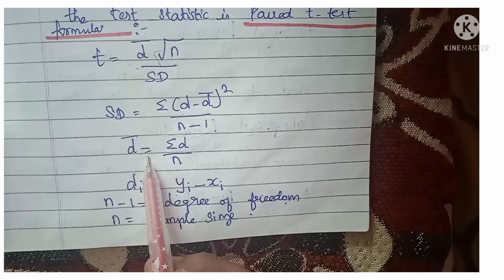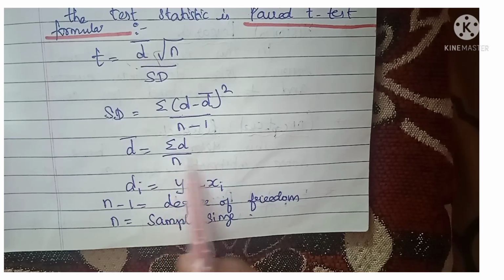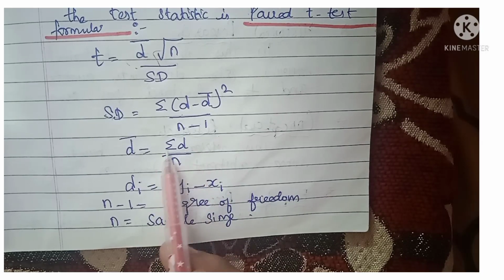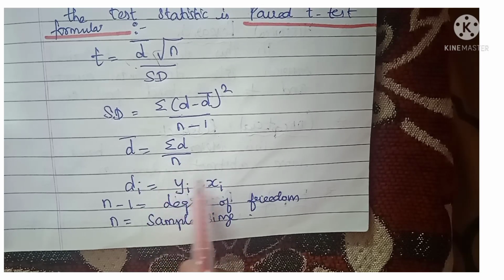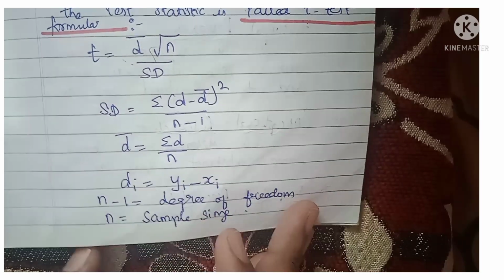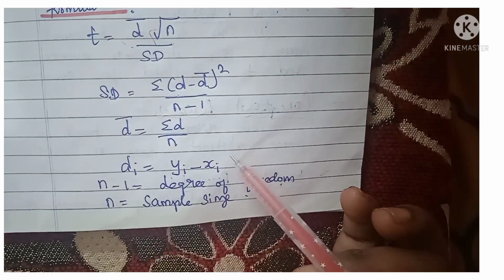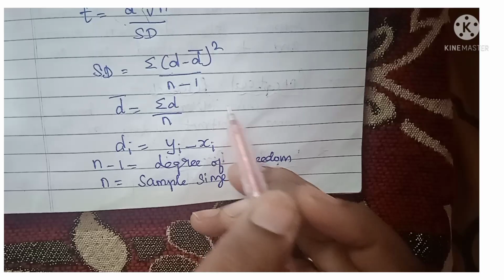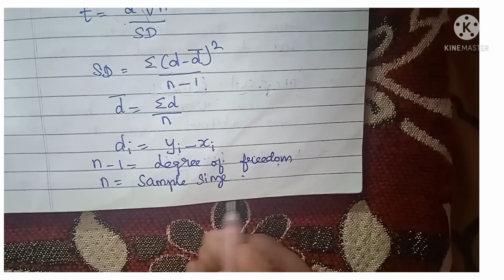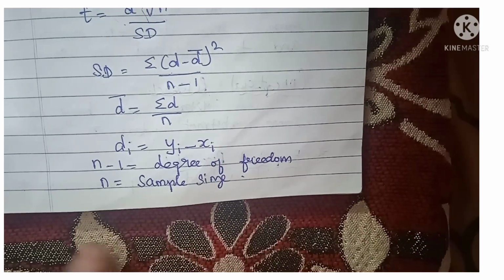How do you find d bar? All the differences you have to add, summation of d, and then you have to divide it by the total number of samples. The d ith sample, as I have told, is yi minus xi. Here n minus 1 is the degrees of freedom. N minus 1 degree of freedom. N is nothing but the sample size.